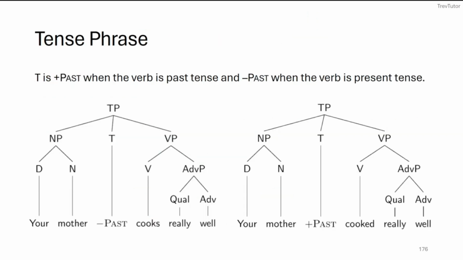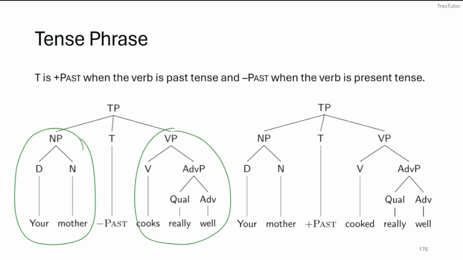So if we have sentences like "your mother cooks really well" and "your mother cooked really well," we can take a look at these piece by piece. So on the left one, "your mother" is just a noun phrase. I mean, your mother is much more than that. I'm sure she's a lovely woman, but in this case, she's just a noun phrase. So that's our subject. And we have a verb phrase, "cooks really well." So we can draw the structure for that. We have our subject and predicate. So we're going to join them together with a tense head. And because we have "cooks," this is not a past tense form. We write minus past under T. So that will build into a tense phrase that collects the subject and predicate as its daughters.